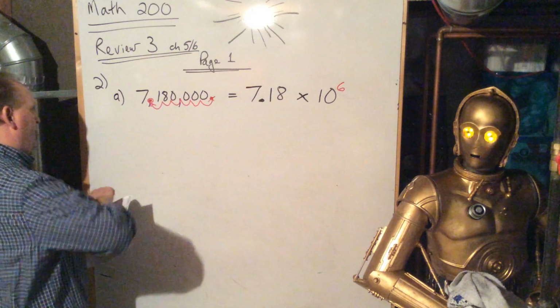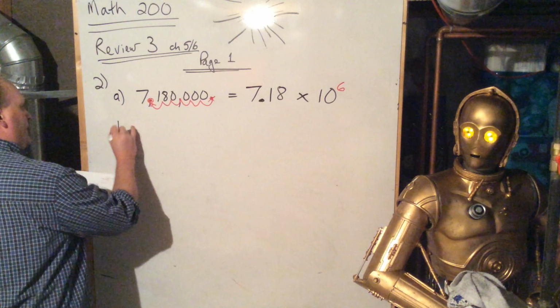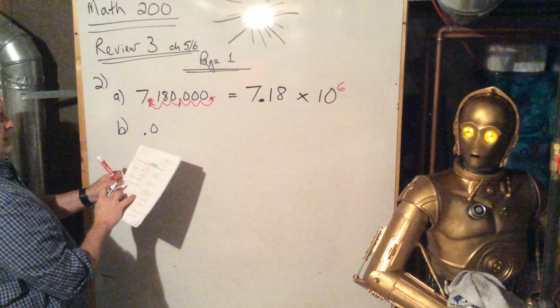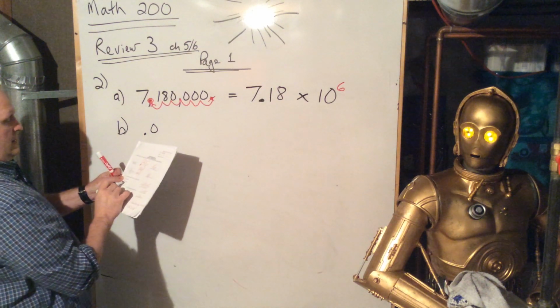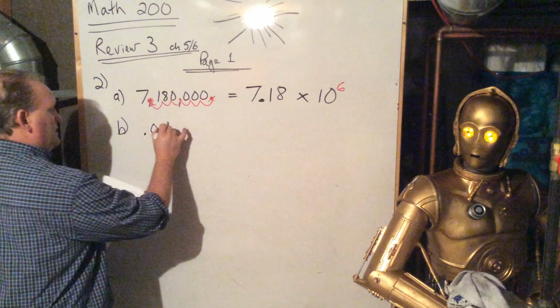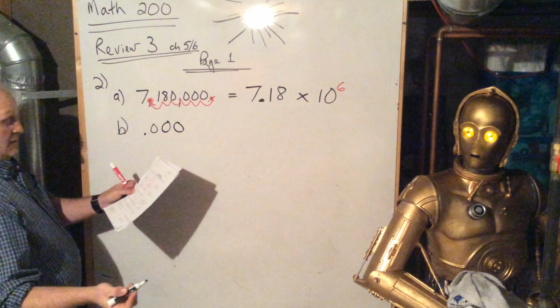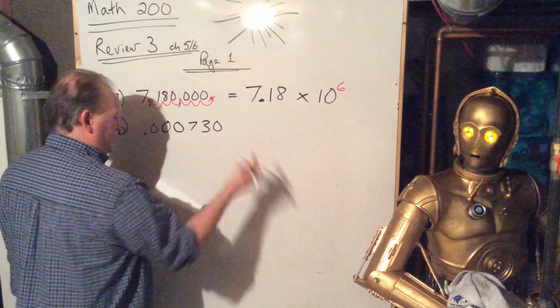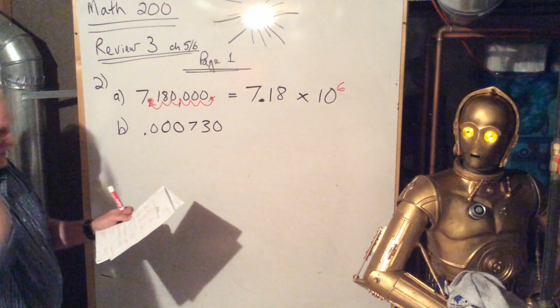Letter B is a tiny one. Oh boy. 1, 2, 3 zeros. And then 7, 3. You don't really need the 0 there. It's there, but it doesn't have to be there.